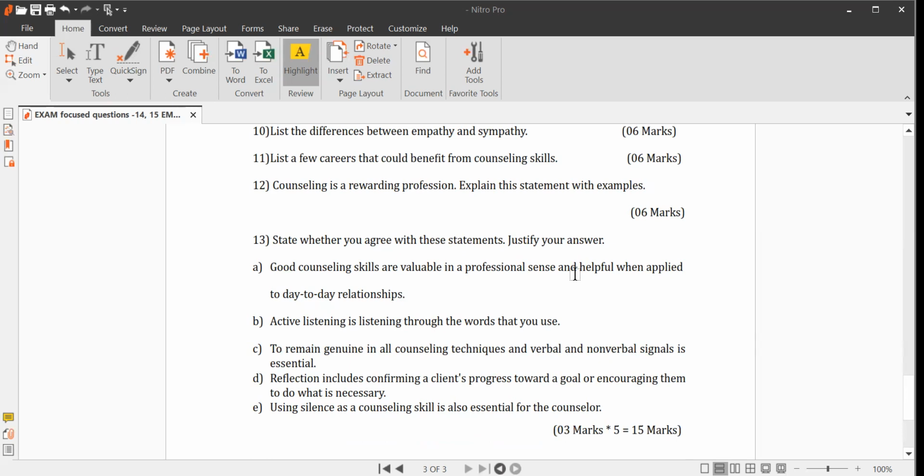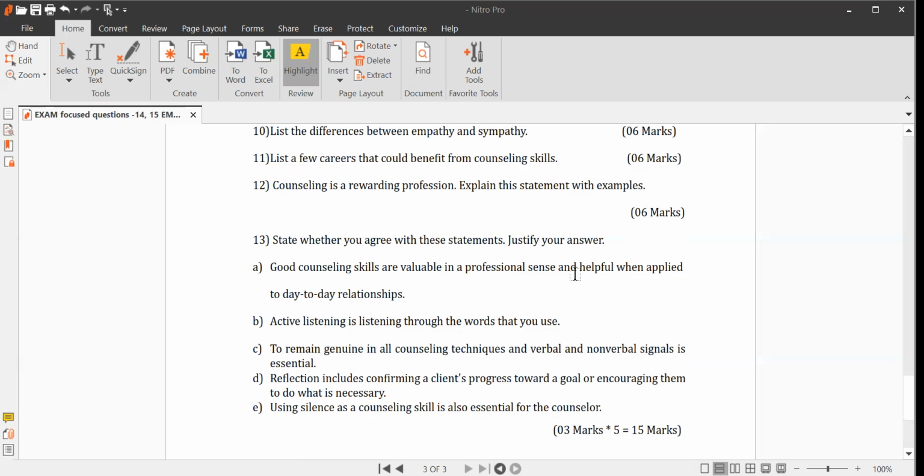List a few careers that could benefit from counseling skills. There are human resource professionals, nursing, teaching, team leaders, managers, sport coaching. I have given a few on page number 8, but you can add more and more. Try to find more and more professions. Actually, counseling is required for most of the professions, especially the health sector and education sector. Since 6 marks have been awarded, listing 6 careers is sufficient.